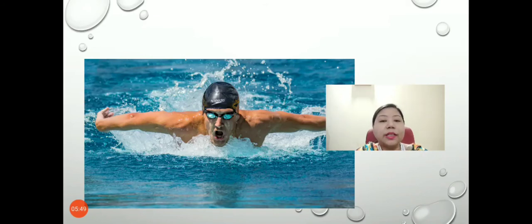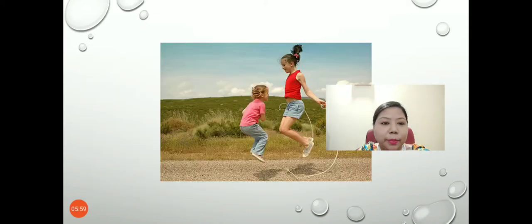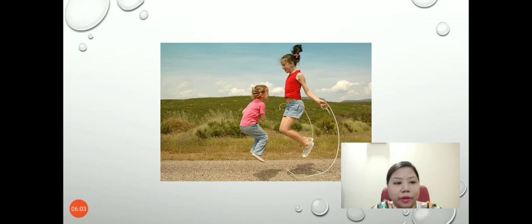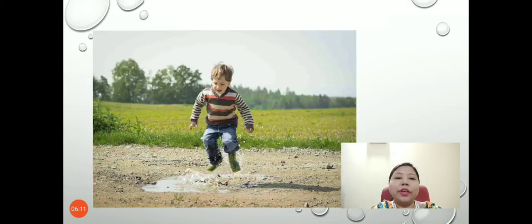Swimming. Yes, I know that many of you like swimming also. So swimming is also an activity where movement of the body is taking place. Yes, here you can see the children are skipping a rope. Yes, so they are skipping, and here also movement is taking place. Even here the child is jumping, so here also movement is taking place.